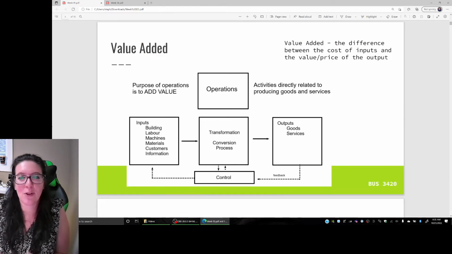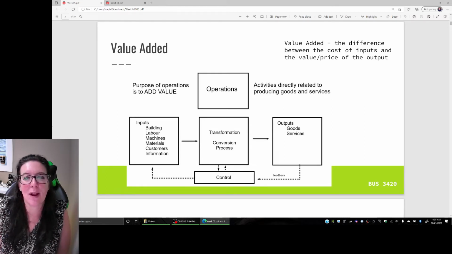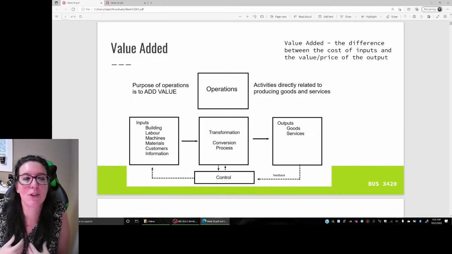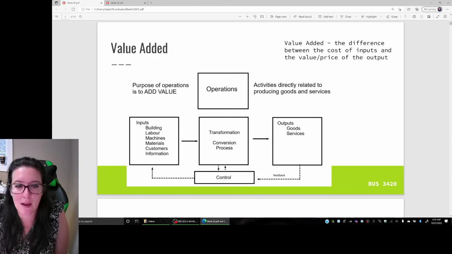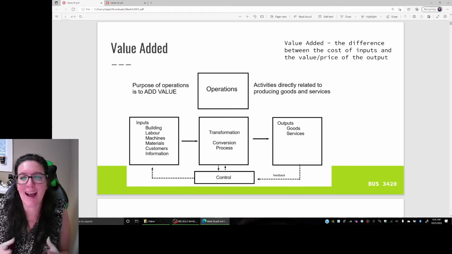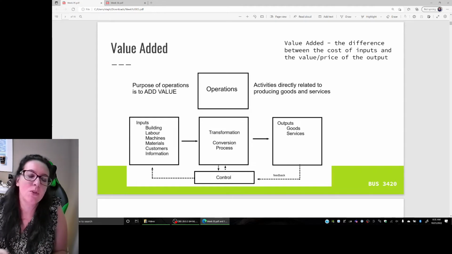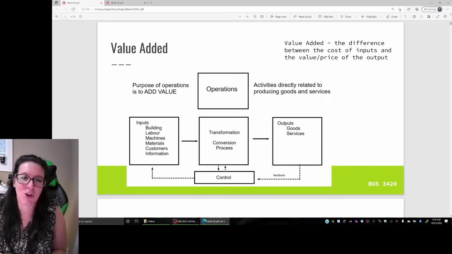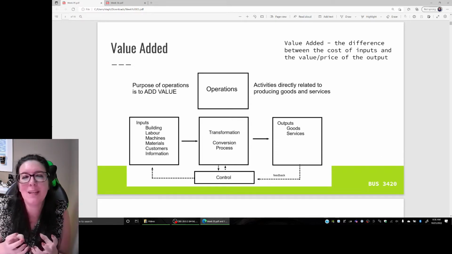When we look at producing goods or providing services, we need to decide what the value added is. That is, the difference between the cost of the inputs and the value or the price of the outputs. In other words, if a customer is going to pay you for something you do or make, what is it that you are doing that adds value? Why doesn't the customer just make or do those things themselves? We go from inputs, where we have our building, our workers, our equipment, our raw materials, our information, our knowledge.